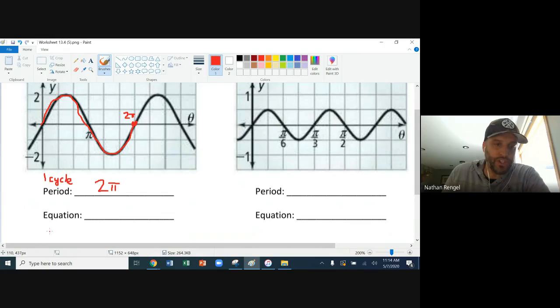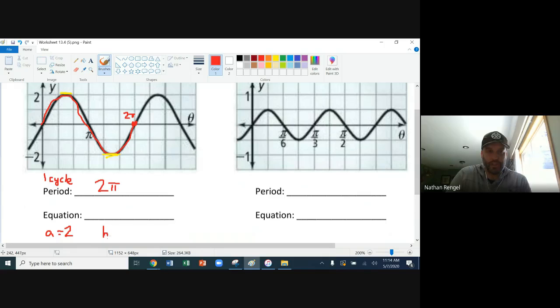Now the equation, you need to know two things. You need to know what the a is, which we can see our graph goes up to 2 right here, and it goes down to -2. So our a goes from 2 to -2 right there and right there. That means my a is going to be 2.